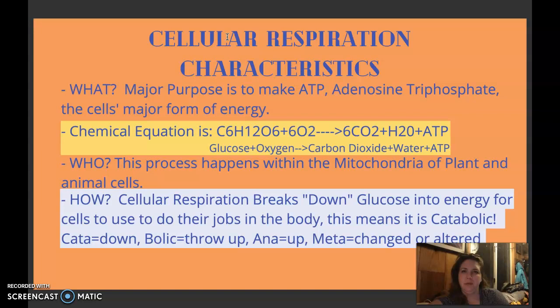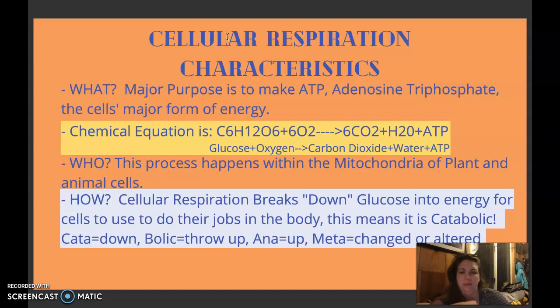Cellular respiration characteristics. What is it? The major purpose of cellular respiration is to make ATP, which is adenosine triphosphate, and it's the cell's major form of energy. Here you can see the chemical equation is more or less glucose plus oxygen yields carbon dioxide plus water plus ATP.